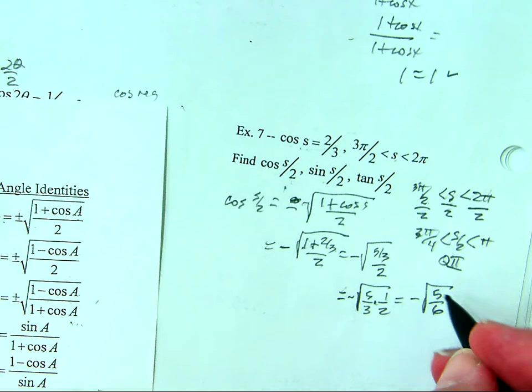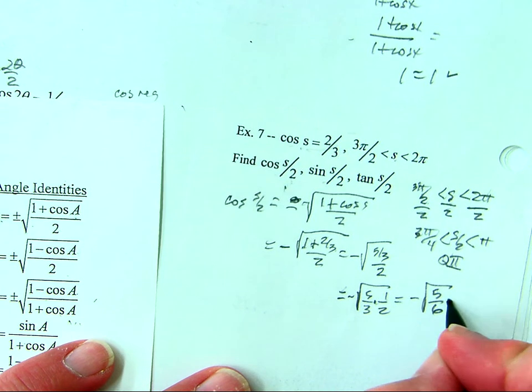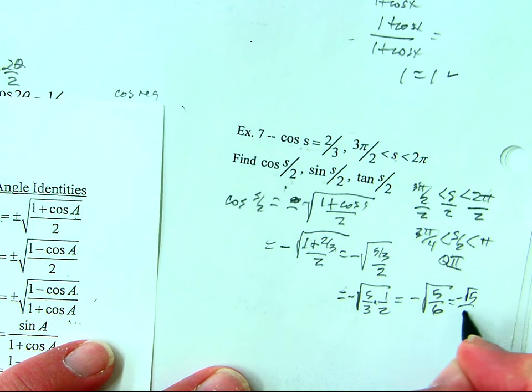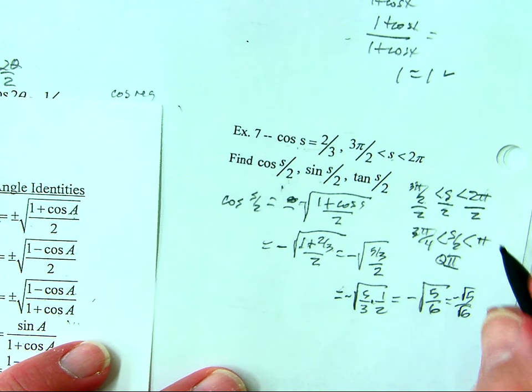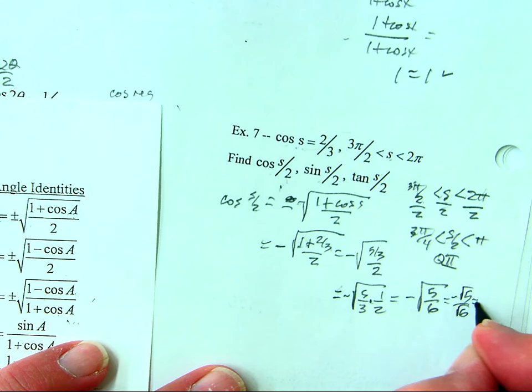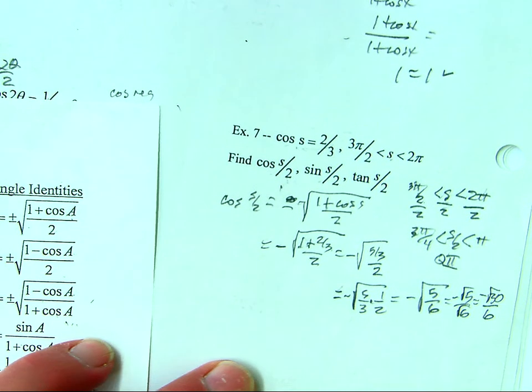You can leave it like that, or you can make it negative radical 5 over radical 6, or if you don't like radicals on the bottom, you can take top and bottom times radical 6. That'd be negative radical 30 over 6. Any of those would be fine answers.